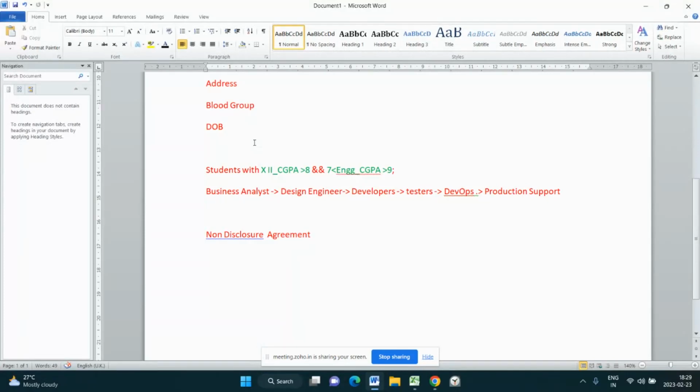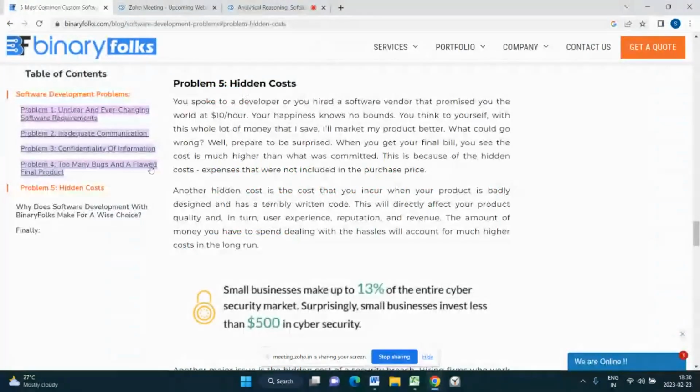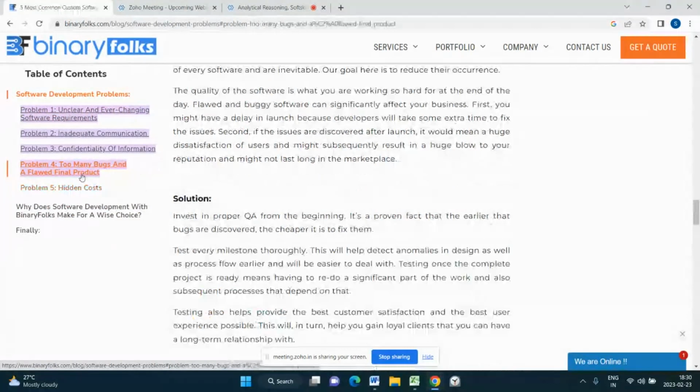So one of the problems: it took more than a month for us to find out the issue. In fact, IBM developers also worked with us on it. When it takes more than a month, the cost involved is very high. Because of that too, problems can come. So these are the 4 types of problems. And the other one is too many bugs and flaws in the final product.